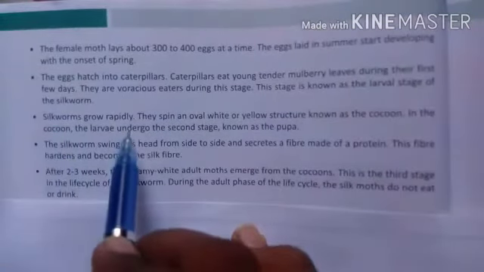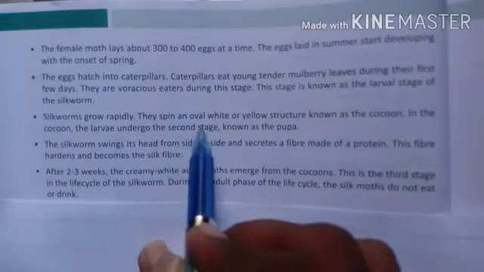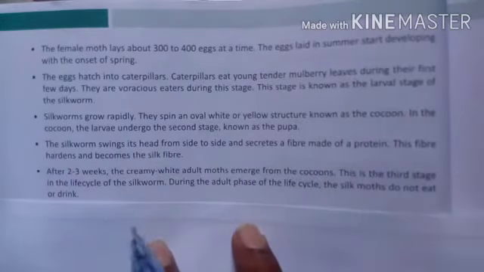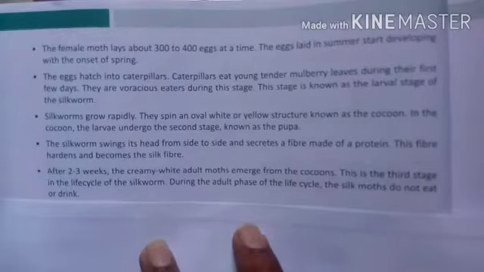Next, the silkworm grows rapidly. They spin an oval, white or yellowish structure known as a cocoon. After eating lots of mulberry leaves they start covering their body with the help of saliva which they produce from their mouth, in the form of thin hair-like structures, and start wrapping themselves. After the wrapping is completed, they form a cocoon. Inside that, the larva is present.